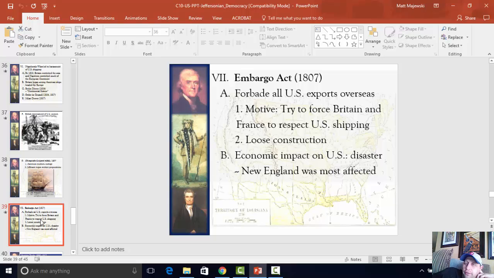Loose construction here, I'm going to skip over for the time being because it's not significant. But folks, the impact of this is disastrous. All right. It's a death blow to the U.S. It sinks us into a depression. It's called the Panic of 1807.